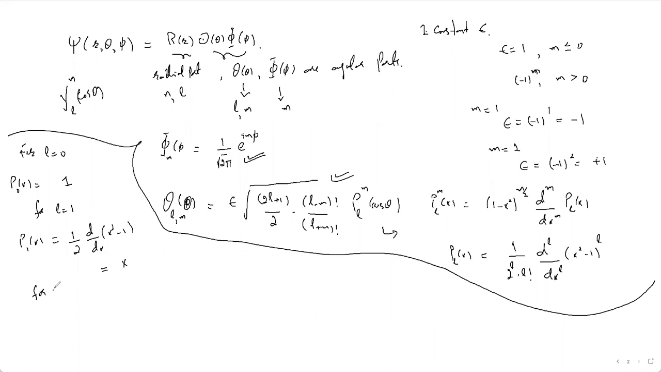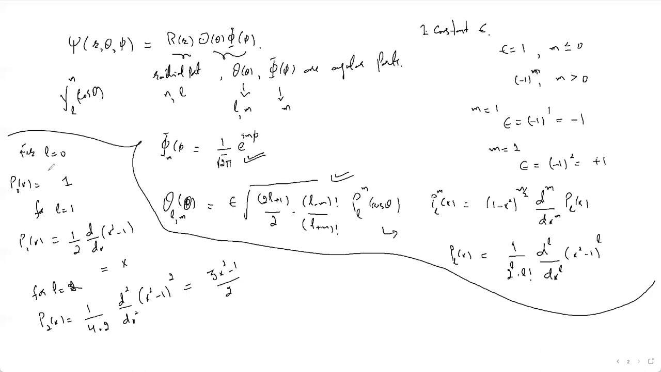Similarly, for L is equal to 2, this P2 of x will now be equal to 1 by 2 raised to the power 2, that is 4, into 2 factorial, that is 2, then d2 by dx2 of (x square minus 1) whole raised to the power 2. Then you differentiate it again, taking the second derivative, and the result will be (3x square minus 1) divided by 2. These two you have already found when we were talking about the Legendre polynomials.